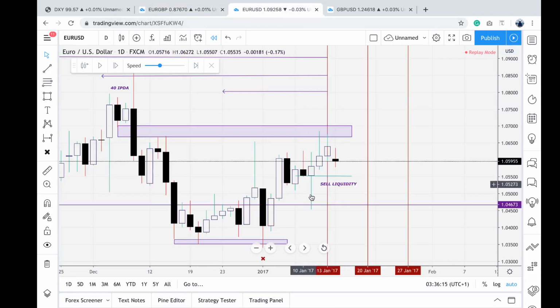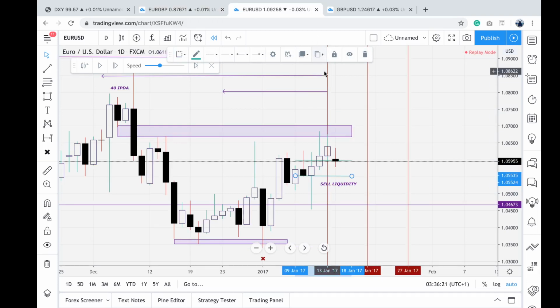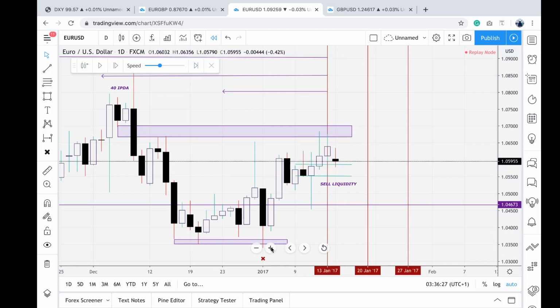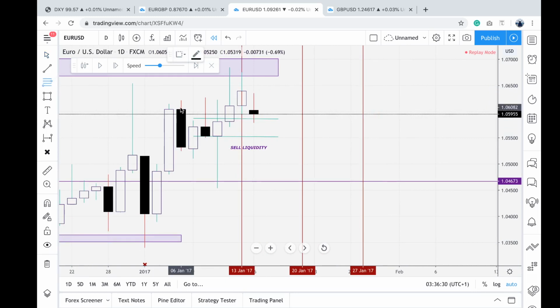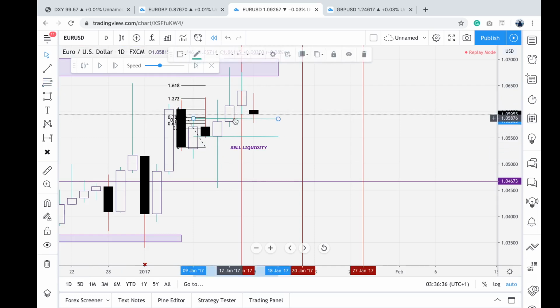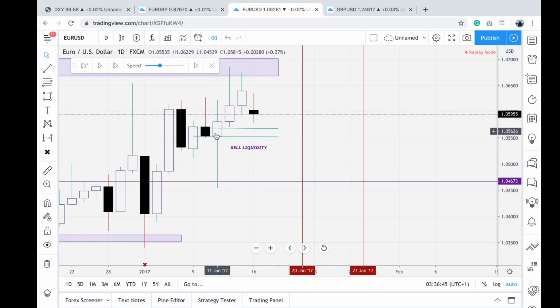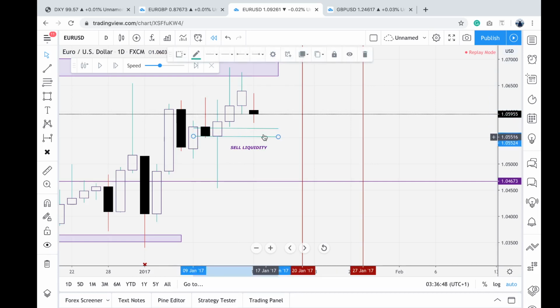Euro dollar should actually take sell side liquidity on Euro dollar. So let's clone this. It's also a bullish order block. Let me actually do this. Okay, so that is the mean threshold of this bearish order block. And this is the sell side liquidity of that bearish order block. So we could see potential bullishness.